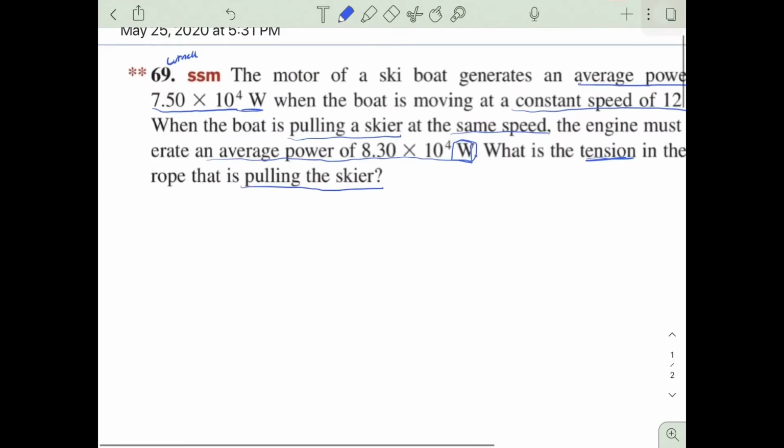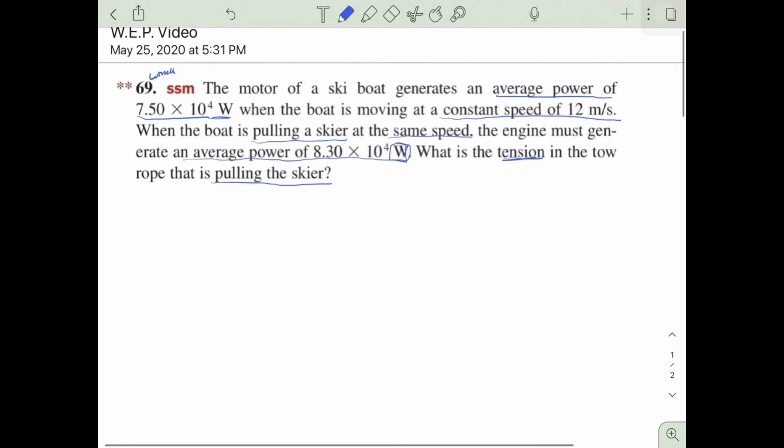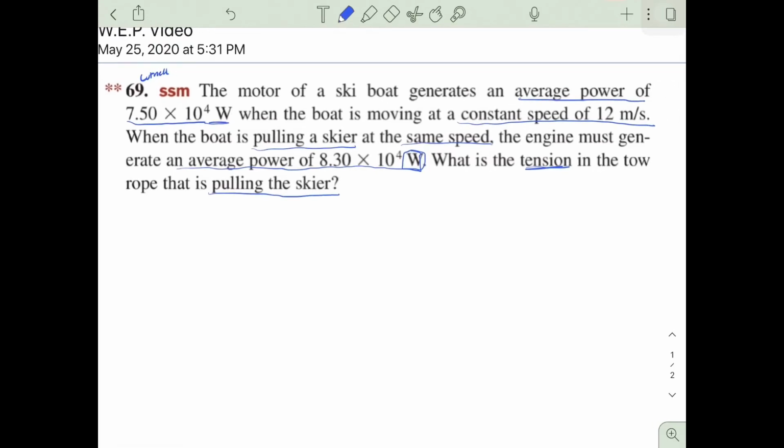What we have to do first in every physics problem, I'm pretty sure Ms. Elizabeth has probably told you this, is list down all your variables. And if you can draw a diagram, then draw a diagram. This is how I thought about this problem. The first variable that's given to us is the motor for the ski boat generates an average power when the boat is moving at a constant speed of 12 meters per second.